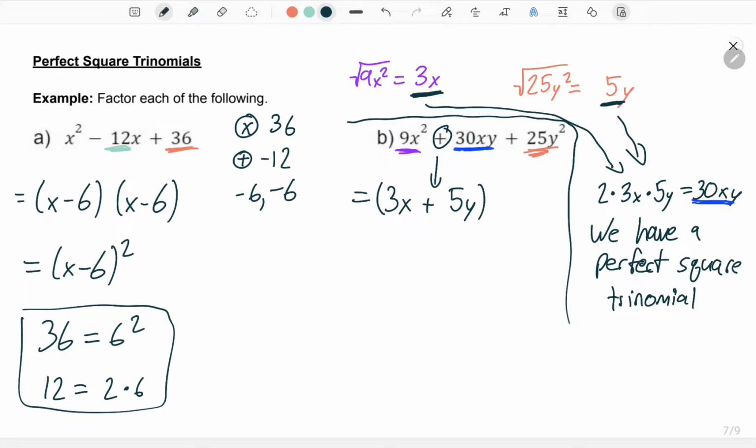And then, since it's a perfect square trinomial, this set of brackets is just squared, because you'd have the same thing multiplying by itself, just like we had in the first example with x minus 6 times x minus 6. So we can go straight to the final factored form like that.